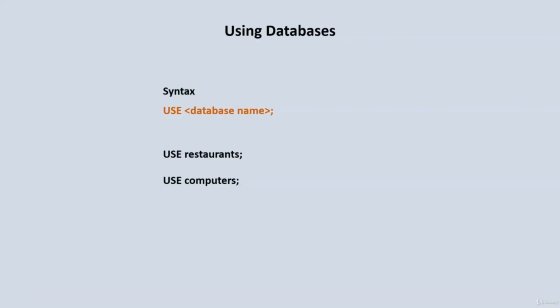The syntax to select a specific database is we use the keyword use followed by the name of the database. So if we want to work with the restaurants database, all we need to do is type use followed by the name restaurants. The same thing if we choose to use the computers database, we type use followed by computers, which is the name of the database. Let's switch over to SQL Server and try this out.